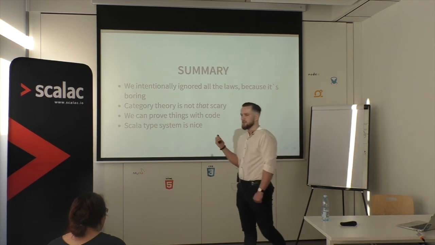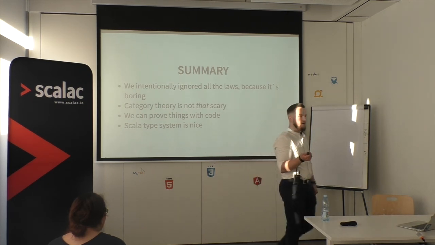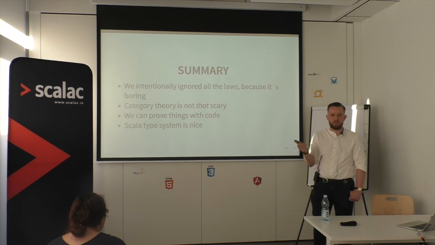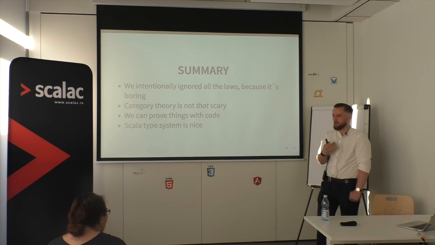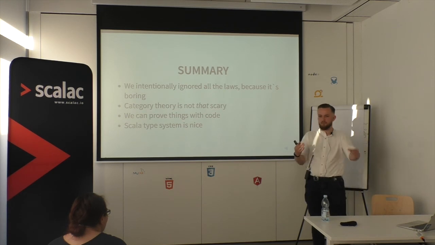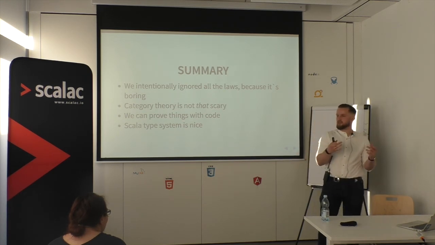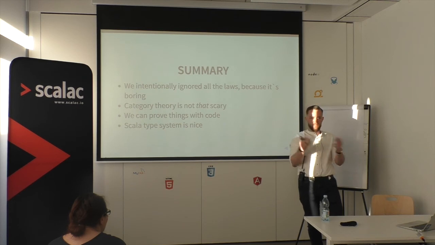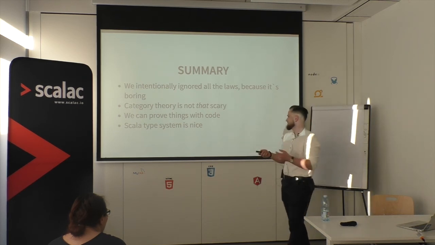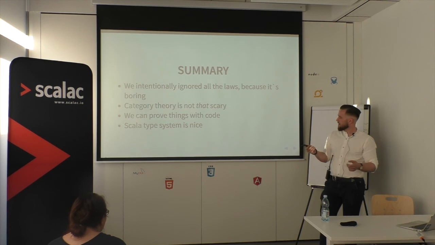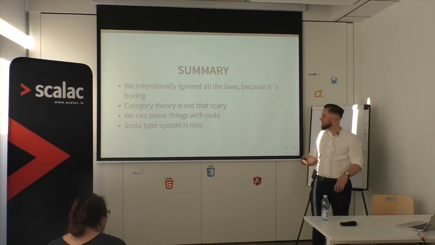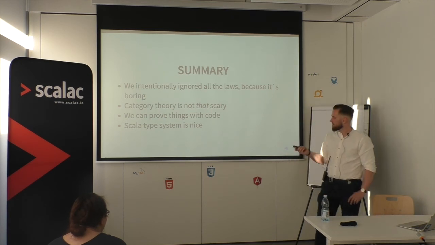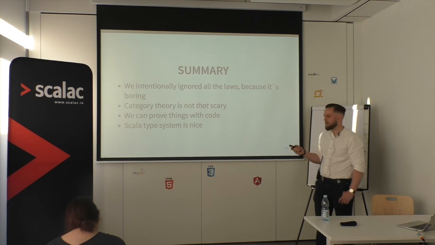We have seen that category theory is not that scary. It's math, but it is math that can be translated directly into code. I'm a developer, I can understand code. I may not be able to understand category theory, but I can translate it to code and then I will understand it. So that's my approach. We can see that we can prove, once again, something with code in Scala. And we have seen that the Scala type system is nice.